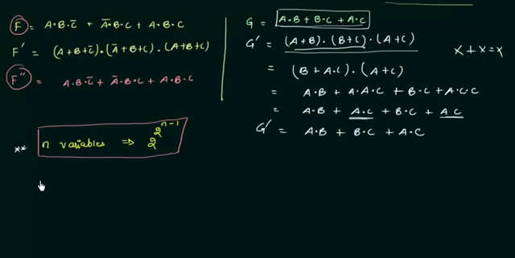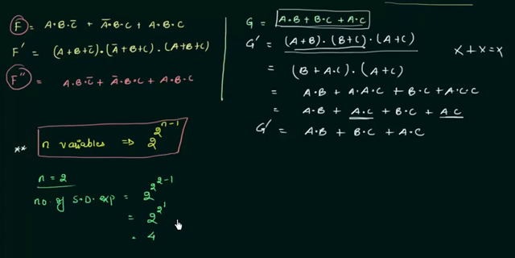Let's say the number of variables is 2, then n is equal to 2, and in this case the number of self-dual expressions is equal to 2 to the power 2 to the power n minus 1. Here n is equal to 2, so we have 2 minus 1. If we solve this, we have 2 to the power 2, and the power of 2 will be 2 minus 1, which is 1. So we have 4. In total, we have 4 self-dual expressions when the number of variables is 2.